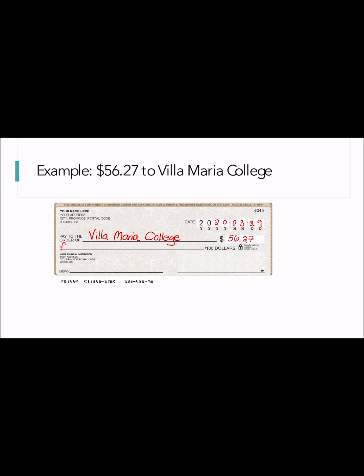So we will write $56. And for the cents, you don't have to write "and 27 cents." What you're going to do is draw a straight line so that nobody can fill in extra words in there. And then you are going to just write the cents. See, this is like a little fraction over 100, right? 27 over 100.